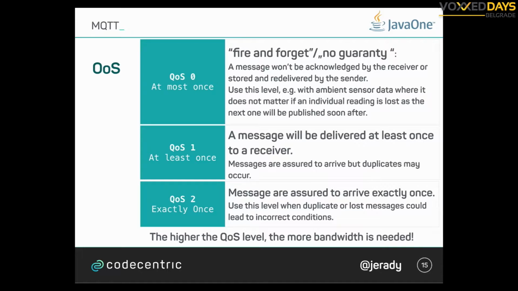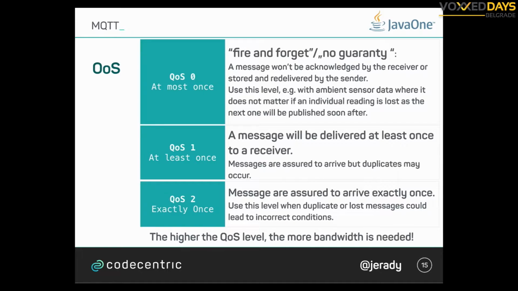There's a more guaranteed way with quality of service 1. So at least once, this message must be delivered at least once. So a subscriber must receive this message at least once, maybe more. And there's quality of service 2. It's exactly once. So this message must be received by exactly one subscriber. Well, this costs a lot of bandwidth. There are some handshake signals between publisher, broker, and subscriber, or mostly broker and subscriber.